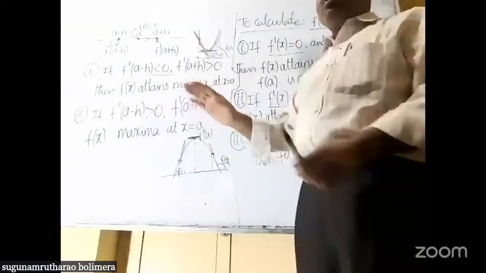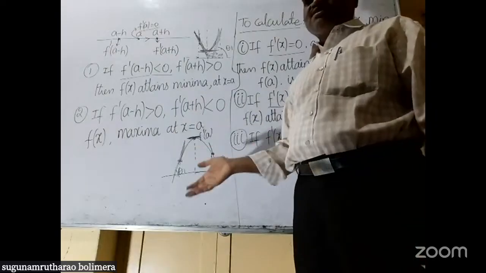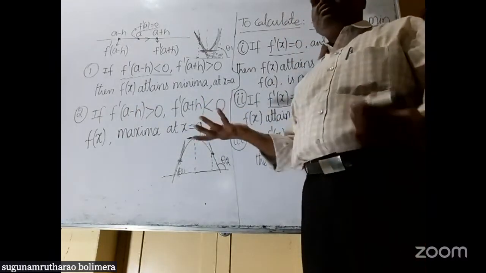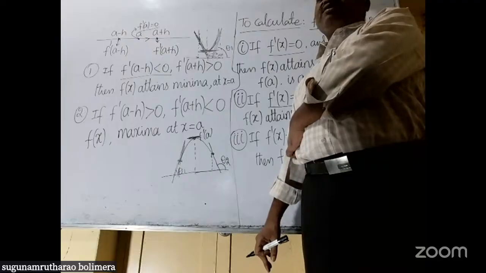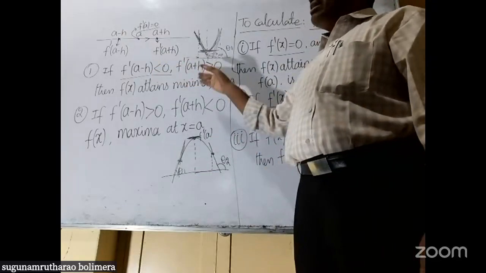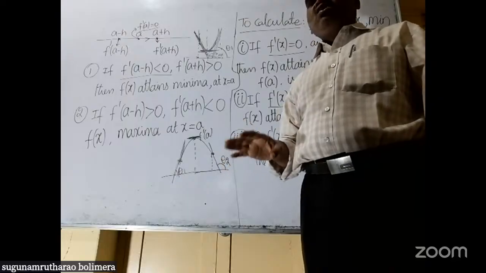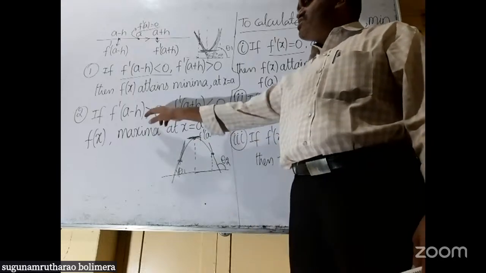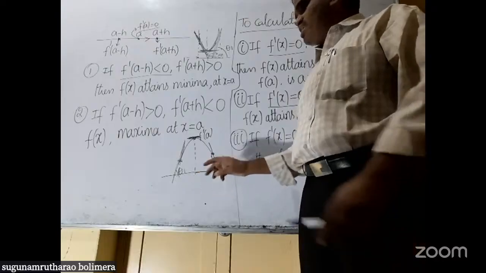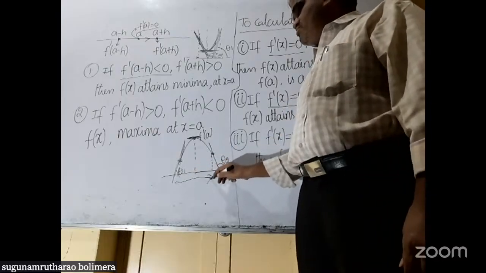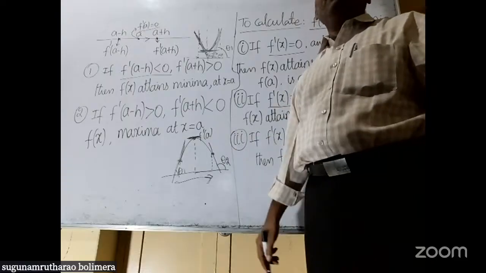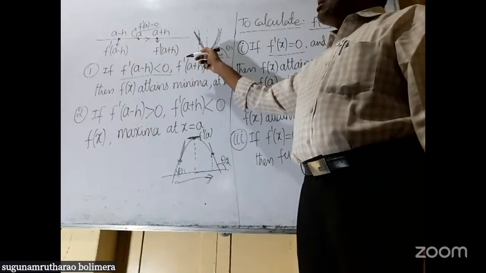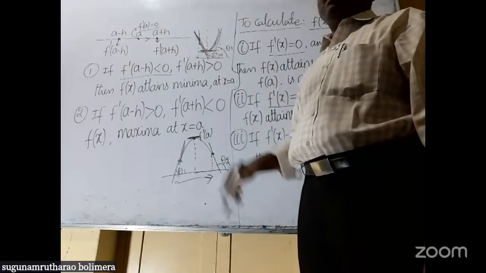If there is no change for f dash of x from left to right, that means it is positive on both sides, then it attains neither maximum nor minimum. If it is negative on both sides, then it also does not attain a maximum or minimum. If it changes from positive to negative, from left to right, then the function attains maxima. If it changes from negative to positive, then the function attains minima.